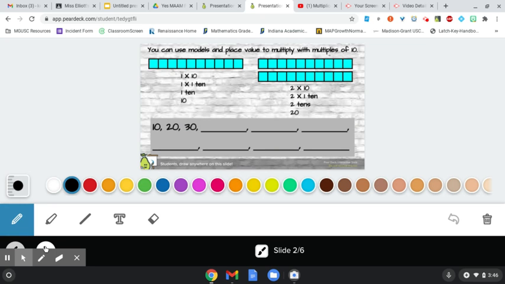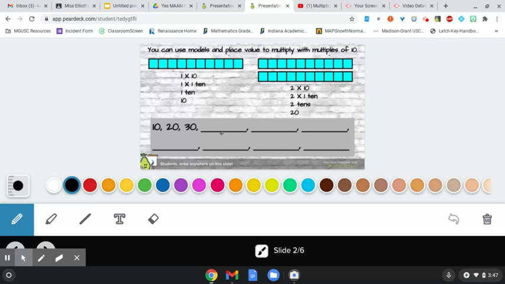Okay, ladies and gentlemen, today we are going to be practicing multiplying by 10. We've gone over that a lot, but I want to make sure that we all understand the pattern behind that. It says you can use models and place value to multiply with multiples of 10. So we have 1 times 10 equals 1 ten, and that equals 10. But then we have 2 times 10 is 2 tens, and that equals 20.